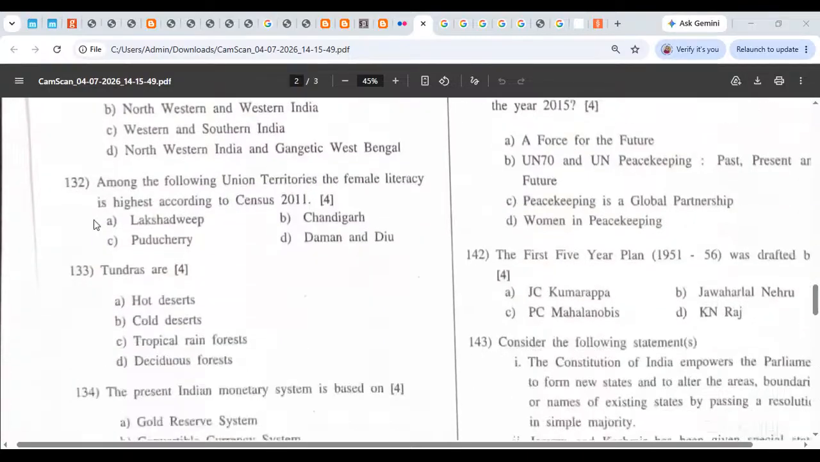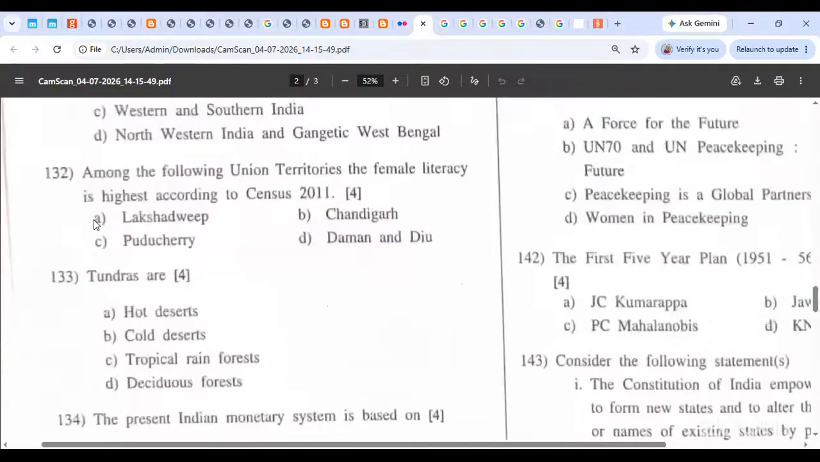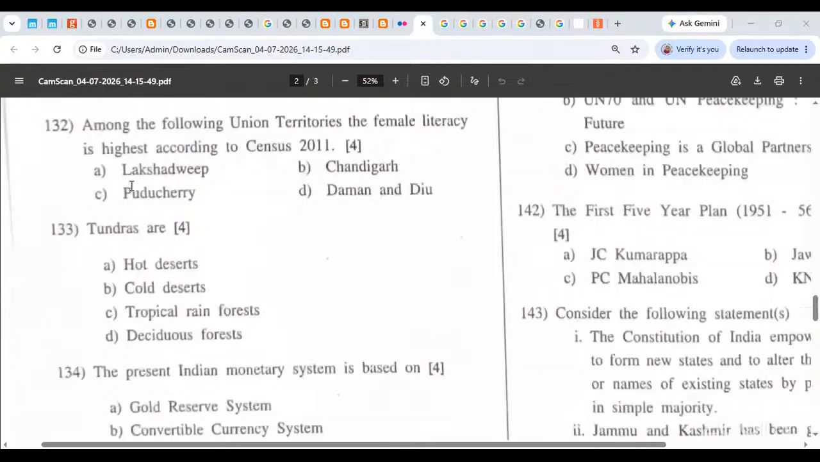Okay. Question 132. Among the following union territories, the female literacy is highest according to the census 2011: Lakshadweep, Chandigarh, Puducherry, and Daman and Diu. The answer is going to be Lakshadweep. Okay. Lakshadweep has the highest female literacy according to census 2011 among all these union territories.